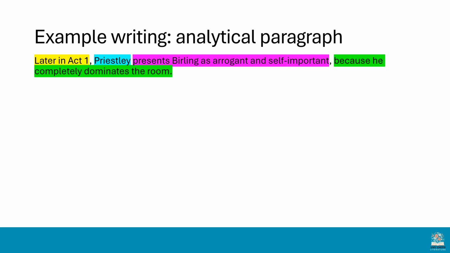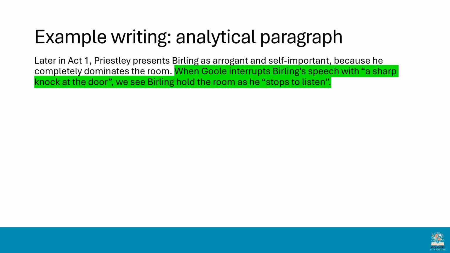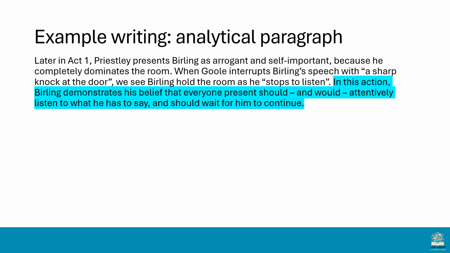So later in Act 1, Priestley, look, spelled correctly, Priestley presents Mr. Birling as arrogant and self-important. So there I have answered the question in the pink. Because, look at that magic word, because he completely dominates the room. Okay, so that's my point sentence. Then I'm adding on my evidence. When Gould interrupts Birling's speech with a sharp knock at the door, we see Birling hold the room as he stops to listen. So I've put my evidence in.